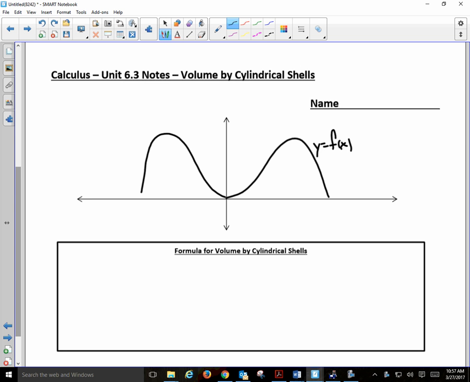Since we're revolving around the y-axis, what you kind of want to do is say, well, I'm going to draw a horizontal rectangle because I'm rotating horizontally. If you draw a horizontal rectangle like so and you rotate it around, what kind of shape do you get? You get a washer.